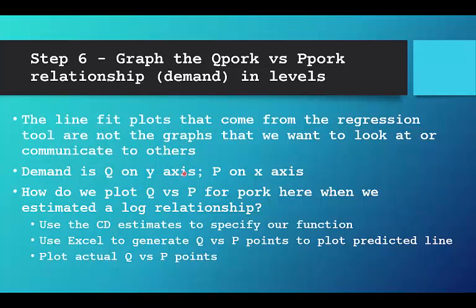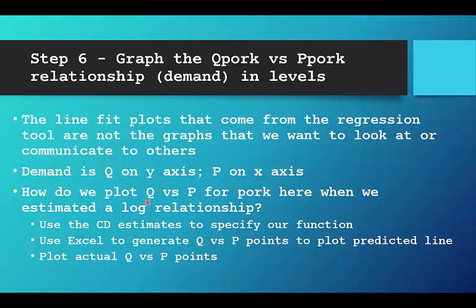Okay, so just as mentioned here, step 6 is to graph quantity of pork versus the price of pork in the levels, right? So the actual values that we could use to predict real quantities, not the logs of those. The line fit plots that come from this regression are between the logs of the variables. So that's not what we want to present as our demand equation in graphical terms. We want Q on the y-axis and P on the x-axis.